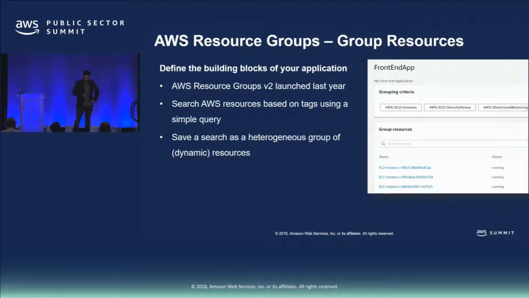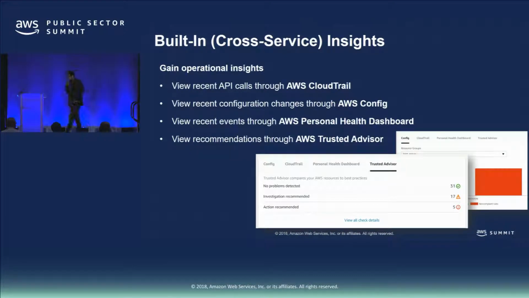The next feature that I'd like to talk about related to Systems Manager is built-in insights. So built-in insights is basically integration with other AWS services, such as AWS CloudTrail. AWS CloudTrail is our API tracking and auditing service. So Systems Manager allows you, through this feature, to basically find the API calls within the resource group. Similarly, you can also see configuration changes on your resources using AWS Config on your resource group.